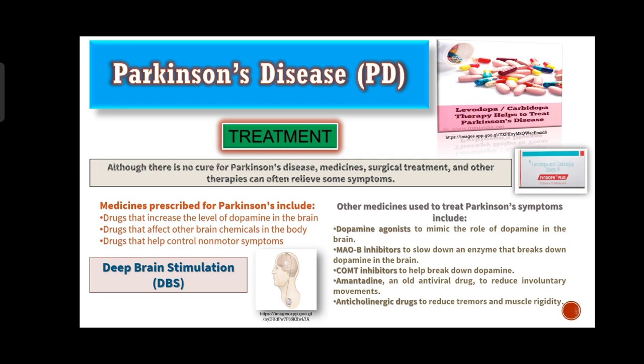Medicines usually prescribed for Parkinson disease include drugs that increase the level of dopamine in the brain, drugs that affect other brain chemicals in the body, or drugs that help control non-motor symptoms. Other medicines used to treat Parkinson's symptoms include dopamine agonists to mimic the role of dopamine in the brain, MAO-B inhibitors to slow down an enzyme that breaks down dopamine in the brain, COMT inhibitors to help block the breakdown of dopamine, amantadine, an old antiviral drug, to reduce involuntary movements, and anticholinergic drugs to reduce tremor and muscle rigidity.